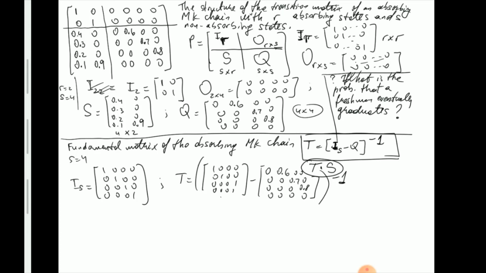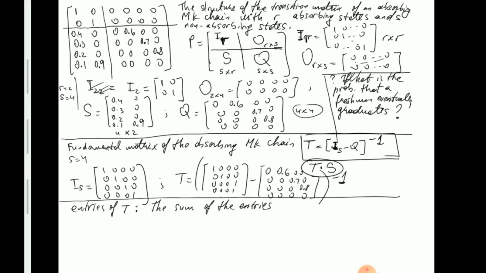So how do you use the fundamental matrix? Or in other words, what does the fundamental matrix tell you? Well, the meaning of the entries of T is the following. The sum of the entries on each row is the expected number of trials or observations before absorption for each non-absorbing state.